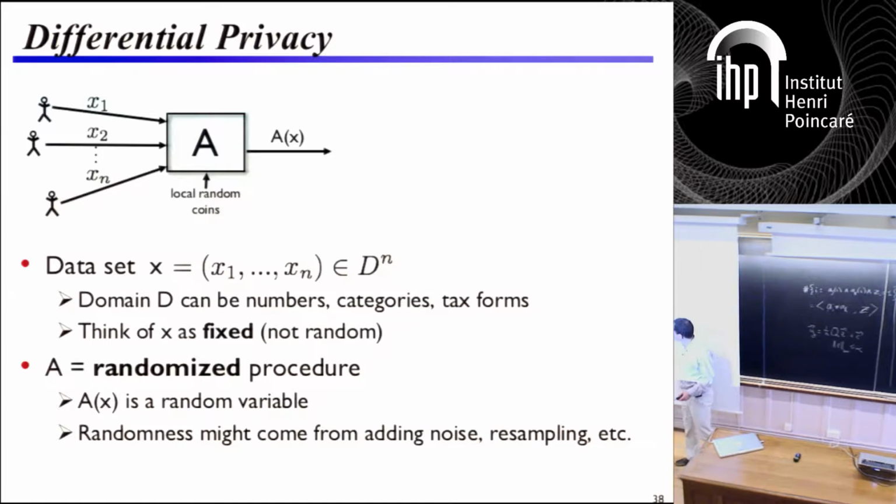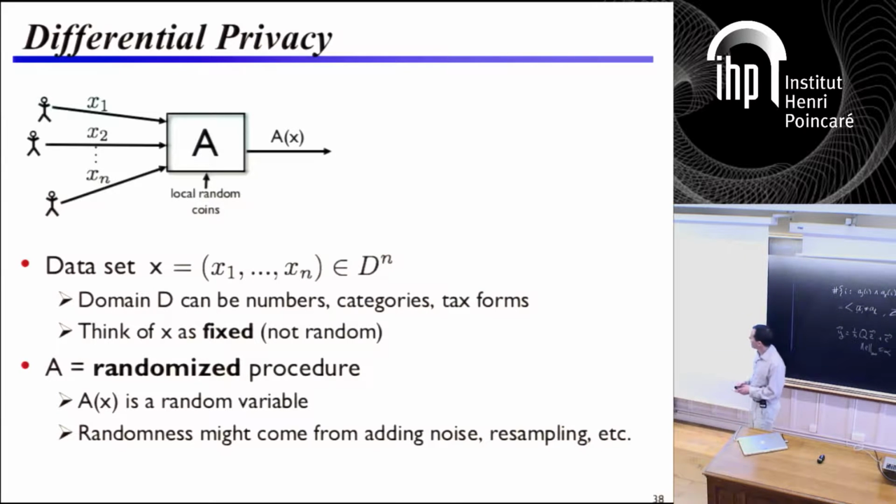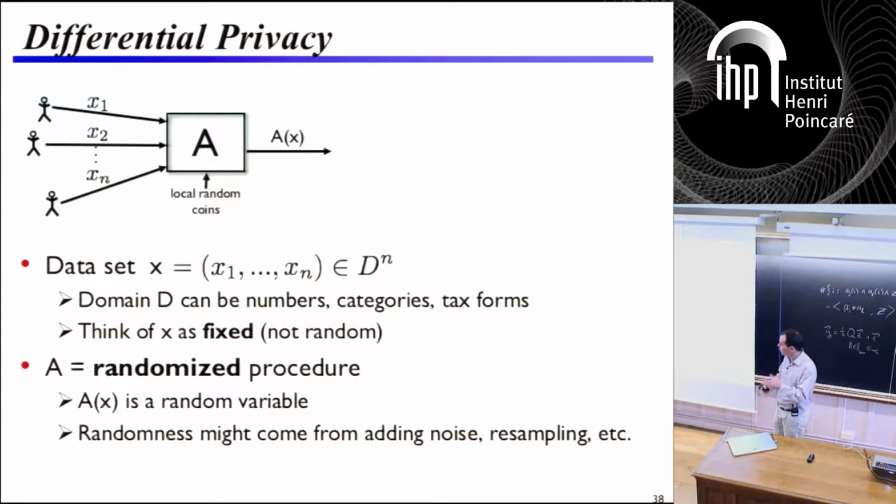We're going to think of our data set as a vector, a tuple of n values, in some domain D. That domain could just be individual numbers, or something more general like tax forms or categorical data. For now, we'll think of x as fixed, not a random quantity. But there will be randomness in the picture, and it comes from the randomization of the procedure A, the algorithm that processes the data. So for every fixed data set x, we get a random variable A of x. The randomness in A of x might come from adding noise, from resampling, or from a bunch of different things.